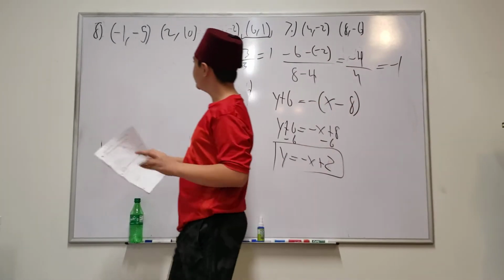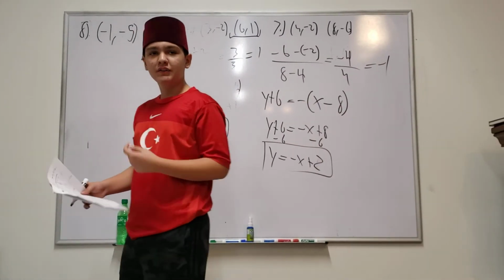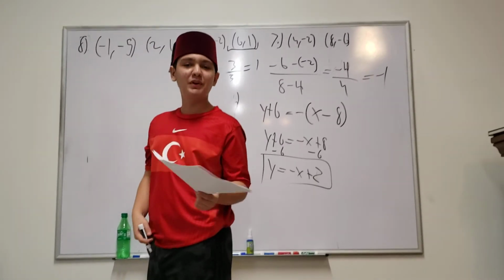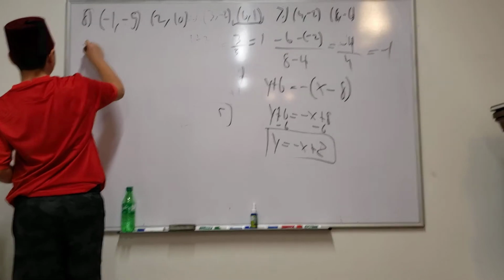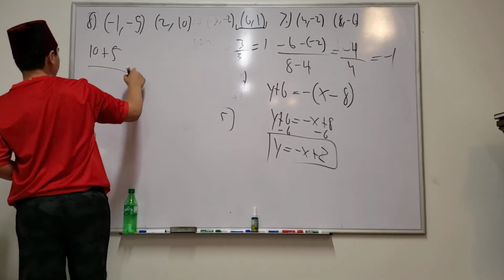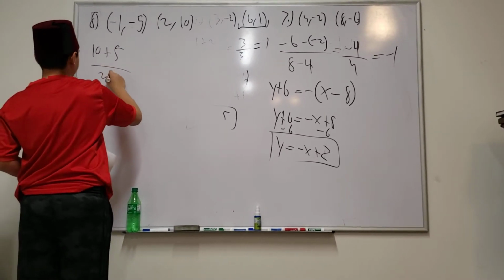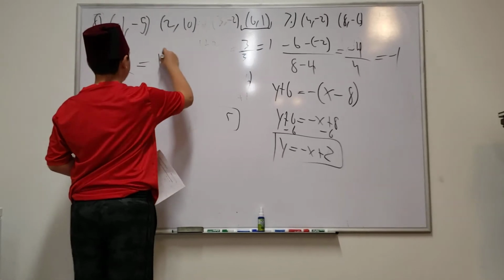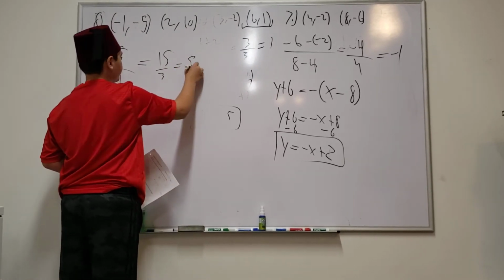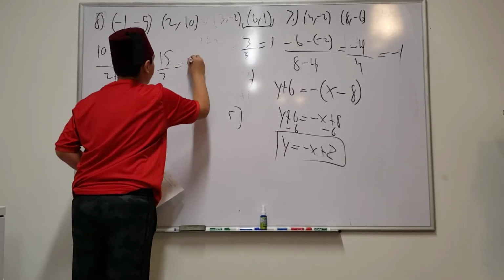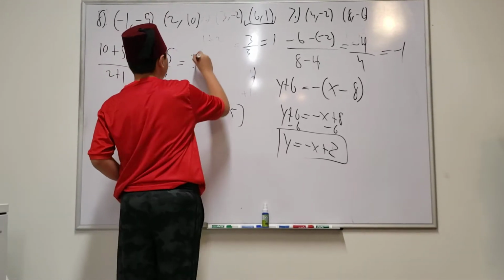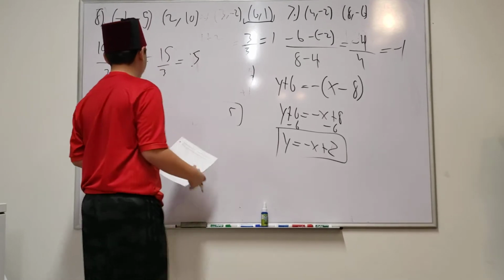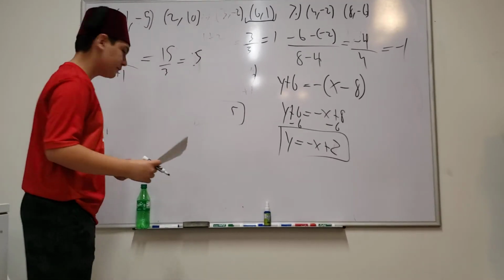So again, use our slope formula to get our slope, and then we can put it in point slope formula. So this will give us 10 plus 5 over 2 plus 1. That gives us 15 divided by 3, which is equal to 5. So our slope is 5. Okay, so let's put it in point slope form.